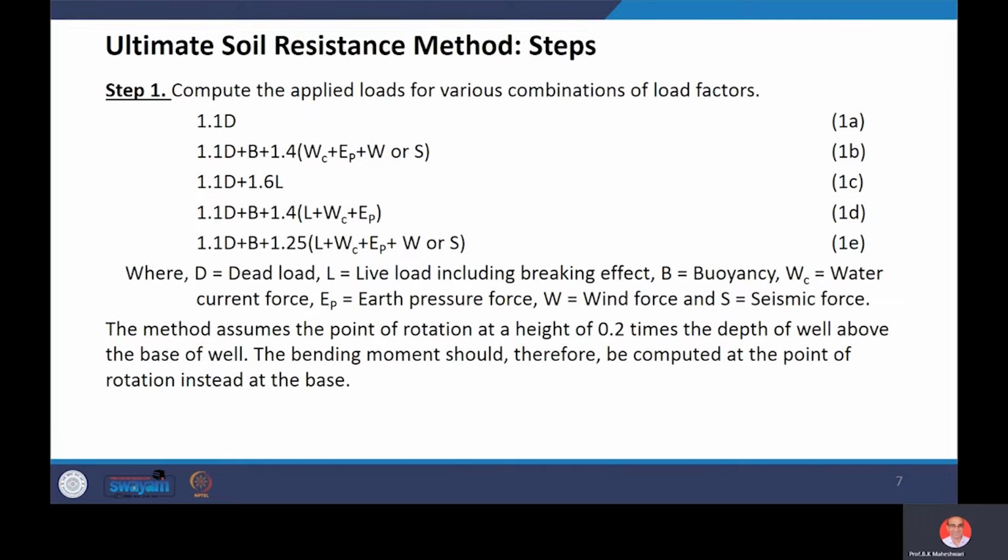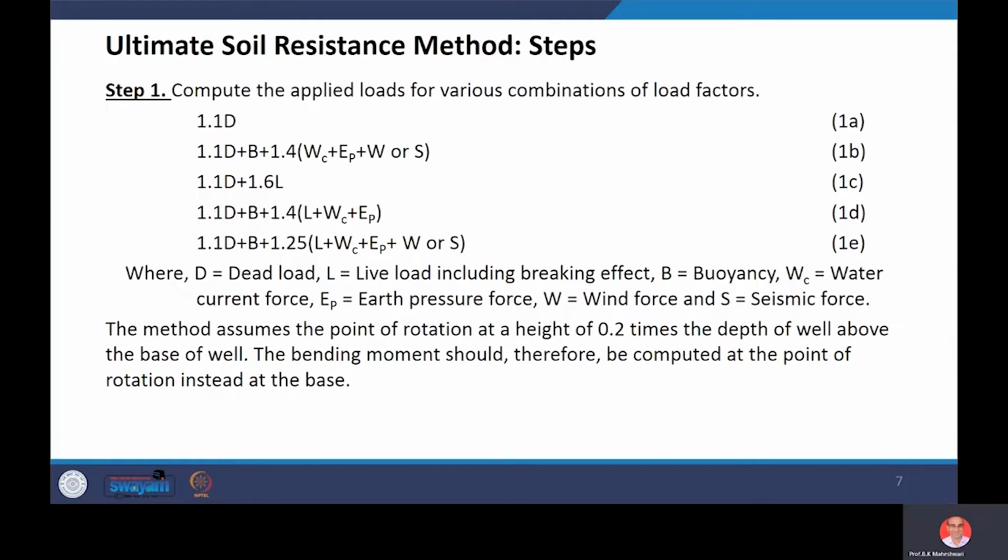Out of these 5 combinations, what is D here? D is dead load. L is live load including braking effect. B is buoyancy. WC is water current force. EP is earth pressure force. W is wind force, and S is seismic force. Here, as usual, you know that out of wind force or seismic force, only one of them is considered. We don't consider wind force and seismic force together. So out of these 5 combinations with different load factors for different types of load, whichever gives you the worst combination, that needs to be considered in the analysis.